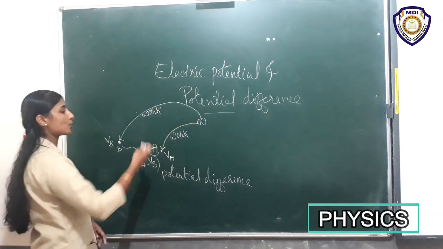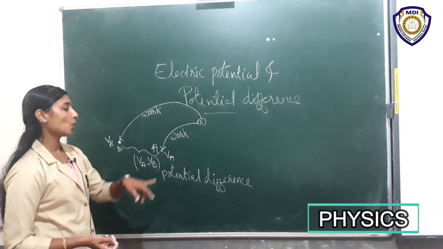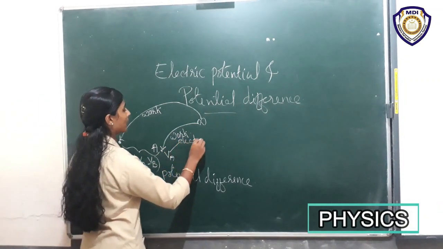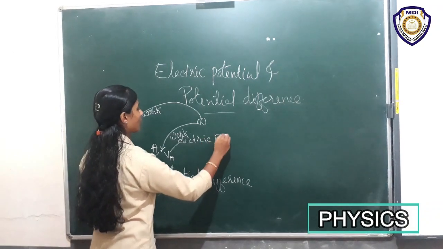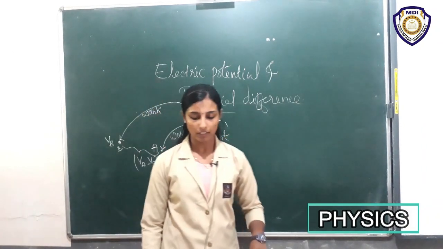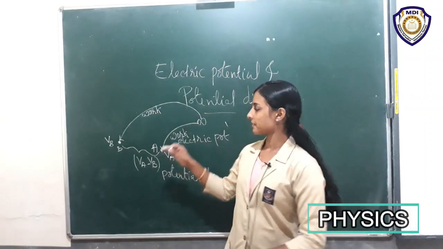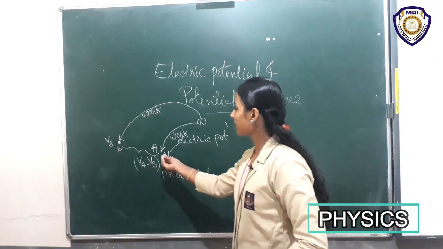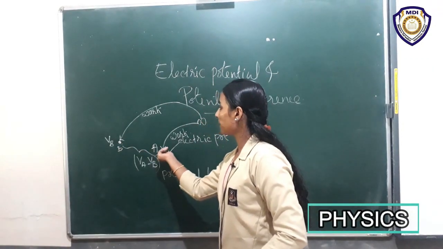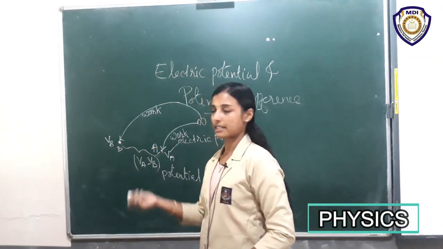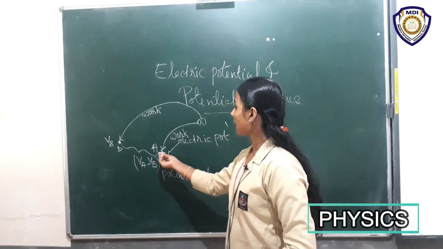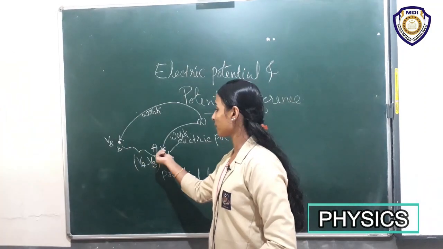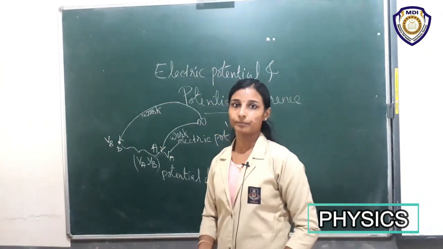Okay, and the work done to bring a charge from infinity to that point A is known as electric potential. Hope you understood what is the difference between electric potential and potential difference, right? Potential difference is the difference between the electric potential of these 2 points. That means the work done to bring a charge from A to B. That is the potential difference between A and B.